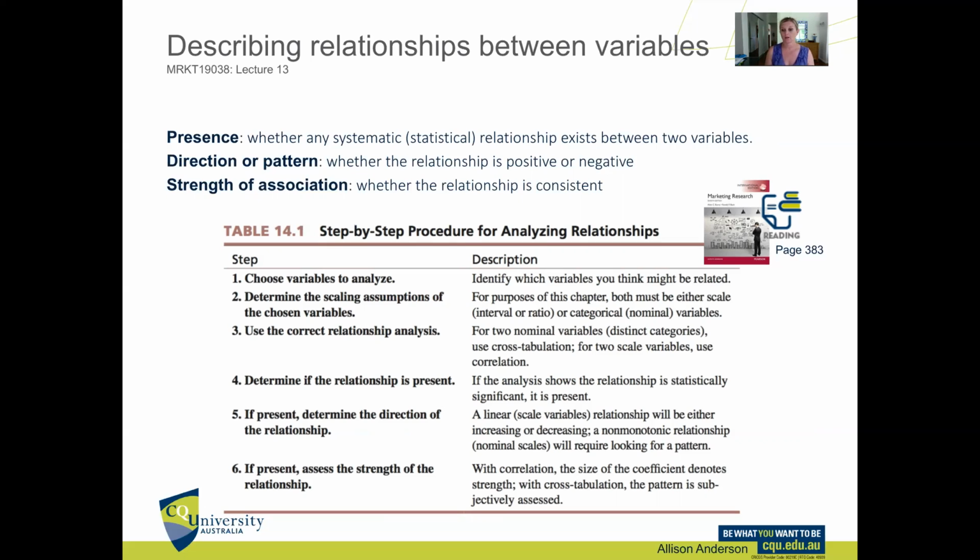With correlation, the size of the coefficient denotes the strength, and with cross-tabulation, which is with nominal scales, the pattern is subjectively assessed, so you actually have a look at it and decide for yourself.